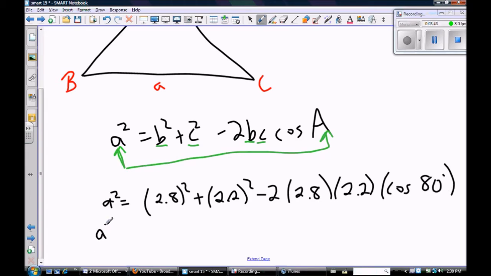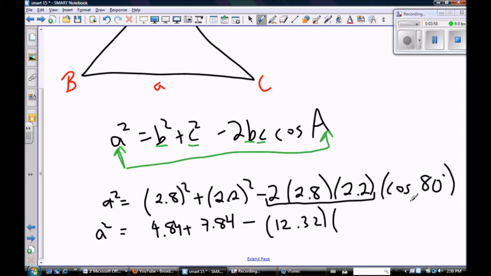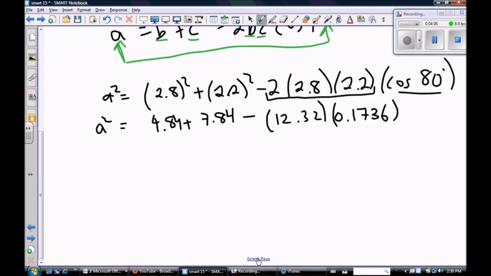So let's see, 2.8 squared is 4.84. 2.2 squared. Minus, so I'm going to multiply all of these together. So that would give me 12.32, and I'm going to calculate cosine 80. Again, make sure you're in the proper mode in your calculator. Nothing's worse than doing a question correctly, except for your calculator messed you up. So now what do I have? So 4.84 plus 7.84, that's 12.68.